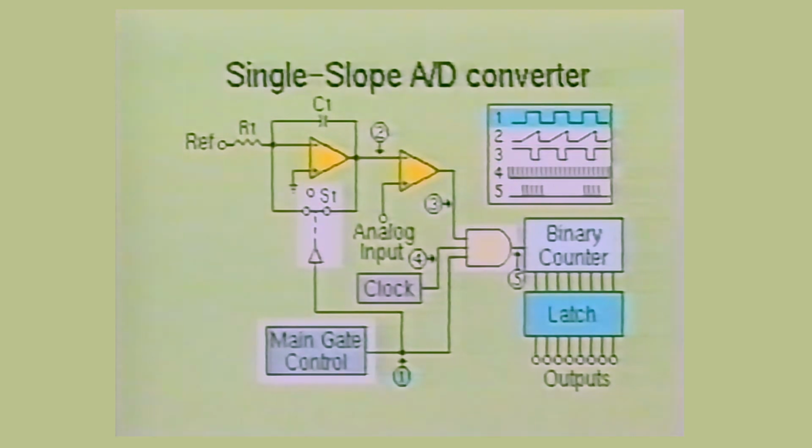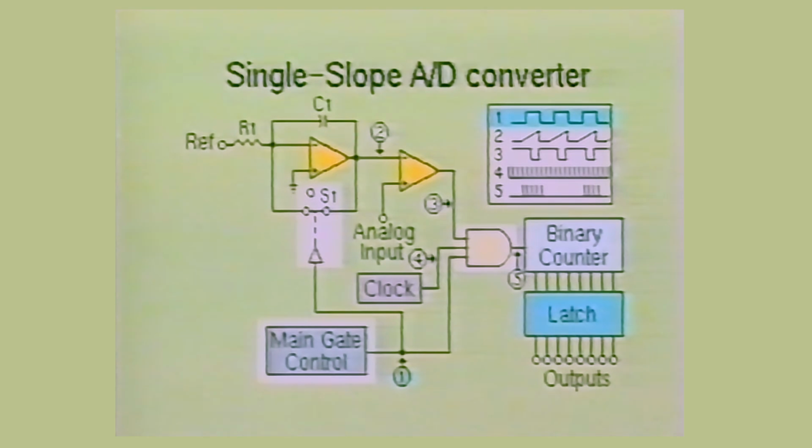The third section of this circuit is the logic section. The logic section consists of the three input AND gate and the main gate generator. When the output of the main gate generator is low, switch 1 will remain closed, which results in the ramp voltage being 0. The frequency of the main gate control is equal to the sampling rate time.